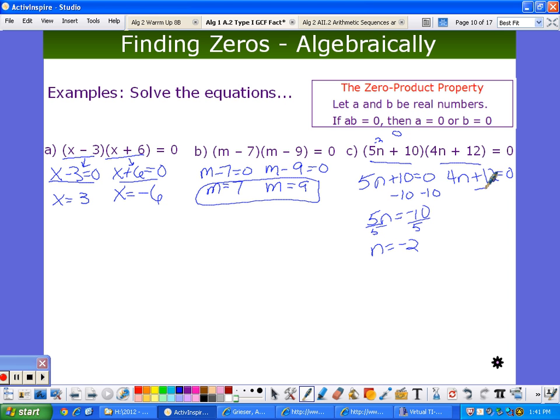Then I'm going to subtract 12 from this side, because I want to solve it for n over here. Divide by 4, and n equals -3. If I put in there 4 times -3, that's -12 plus 12, 0. So even when they're a little bit more complicated, they're still linear in nature. We're very good at solving those equations. Who's with me so far? It's not so bad.